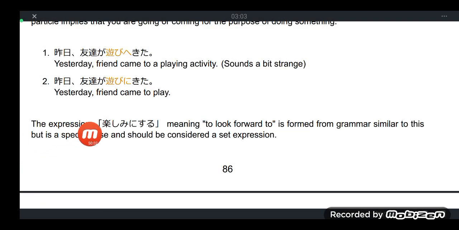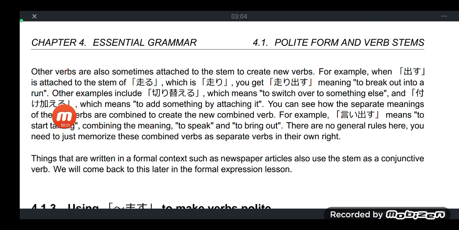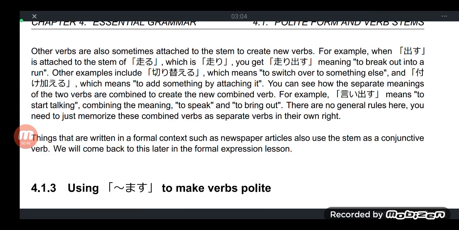The expression tanoshimi ni suru, meaning to look forward to, is formed from grammar similar to this, but it is a special case and should be considered a set expression. Once again, this is a screenshot. There are other special forms or compounded kunyomi words, like hashiru becomes hashiri, hashiridasu, to break out into a run. These are examples of combining the extracted form with another word to make a new compounded word.